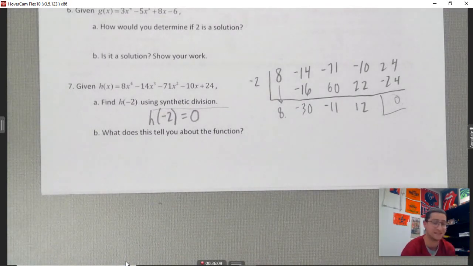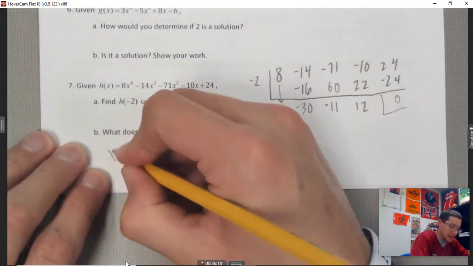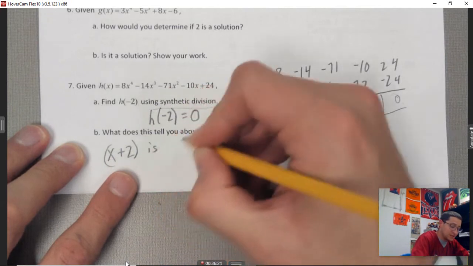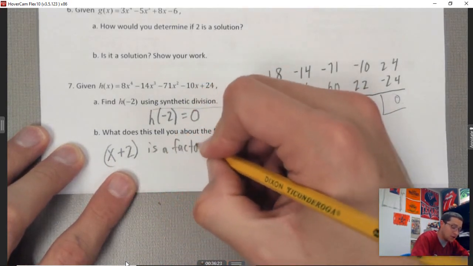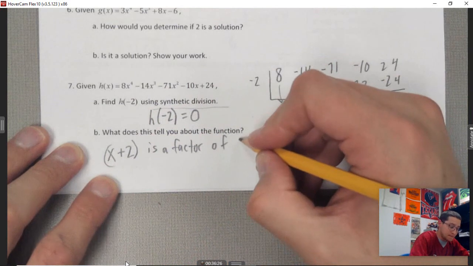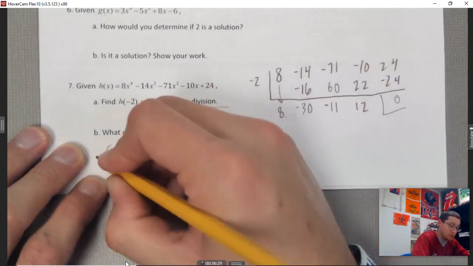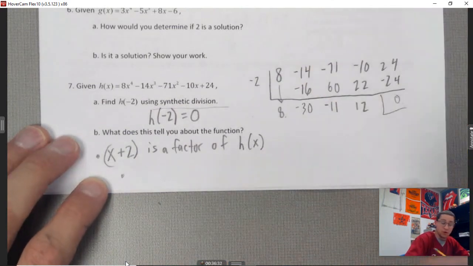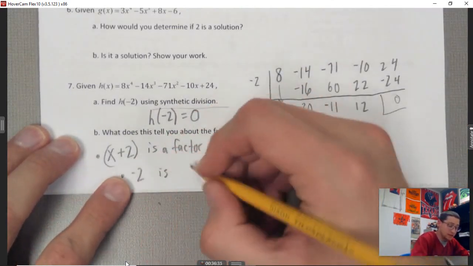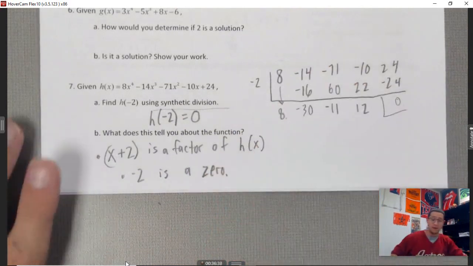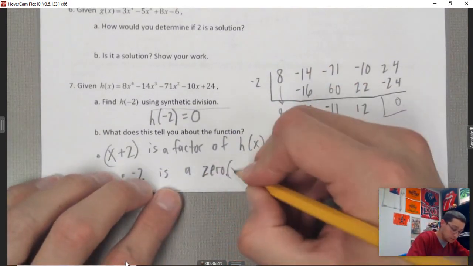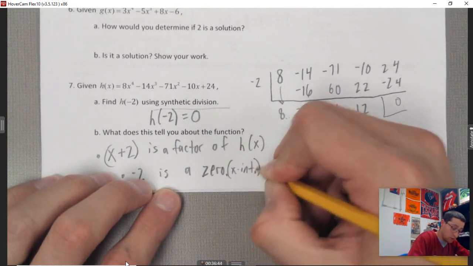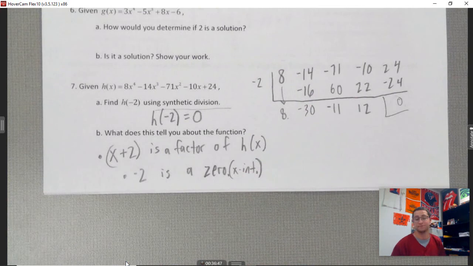Well, this is one of those cases where you do know, you have the remainder of 0. Therefore, we could say that x plus 2 is a factor of h of x. That's one thing we could say. We could also say that negative 2 is a 0, or x-intercept, or all those other words that you could use to refer to it. That is the remainder and factor theorem.